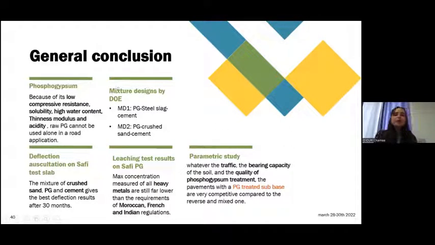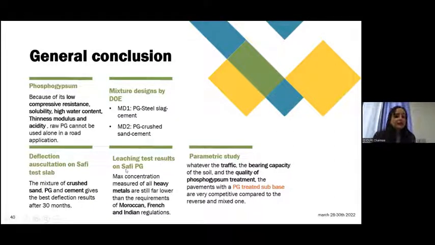That's why we looked for mixture designs by DOE, design of experiments method. And we've built a pilot road assessed mechanically by deflection auscultation on CEFI test slab. Conclusion, the mixture of crushed sand, phosphogypsum and cement gives the best deflection results after 30 months.